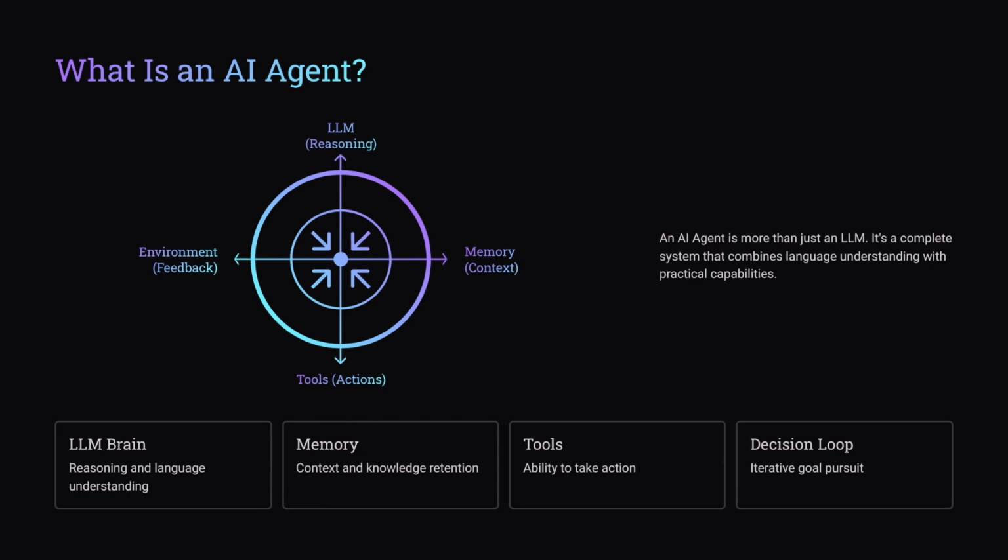An AI agent is not just an LLM. It is a system. Think of it as 4 parts working together. 1. The LLM does reasoning and language. 2. Memory stores context, so the system is not forgetful. 3. Tools allow action: web search, database queries, APIs, code, and calendars. 4. A decision loop keeps the agent moving step by step toward the goal. If any one of these is missing, you might still have something useful, but it becomes less like an agent and more like a smart chatbot.